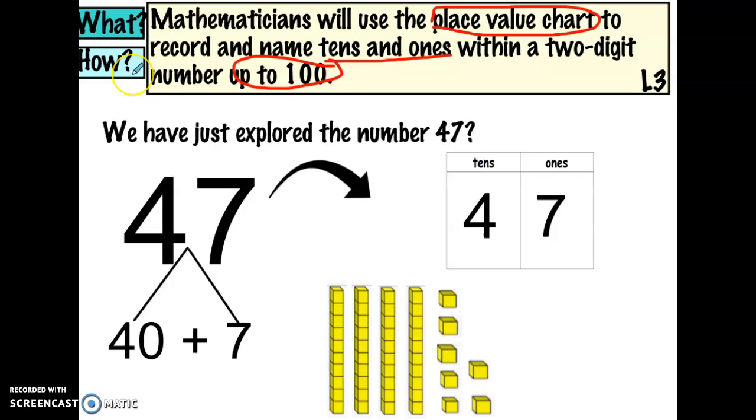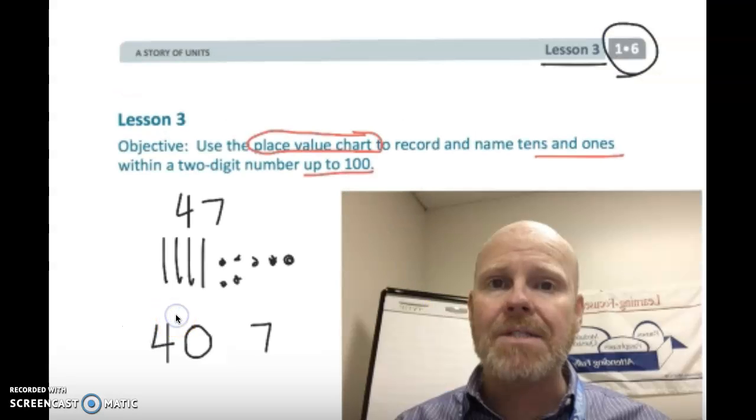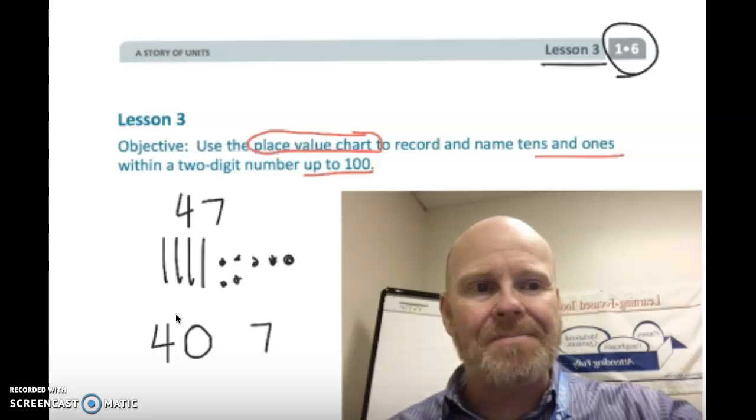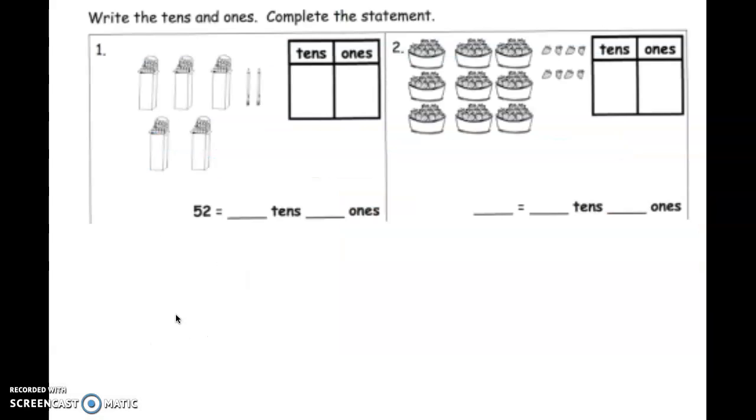Now you're going to follow the video to complete the lesson. Place value. So let's get started. So we're going to start with the pictures. All right, and from that picture we're going to fill in the tens and the ones. They're giving us some scaffolding here, so we kind of know that the answer is 52.